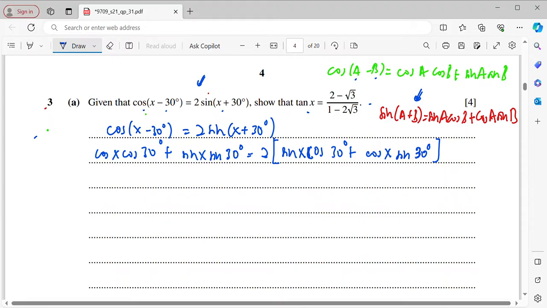Now for your information, cos 30 degrees is square root 3 over 2. Then I will get square root 3 over 2 cos x plus, sine 30 degrees is half, so half sine x equals 2 times cos 30 degrees, square root 3 over 2 sine x, plus sine 30 degrees is half, then cos x.